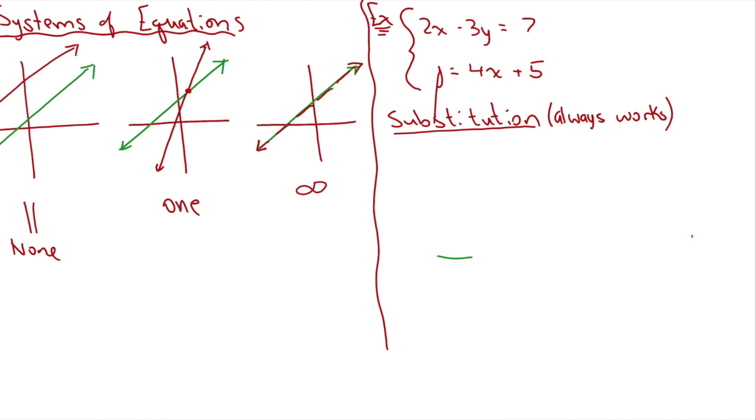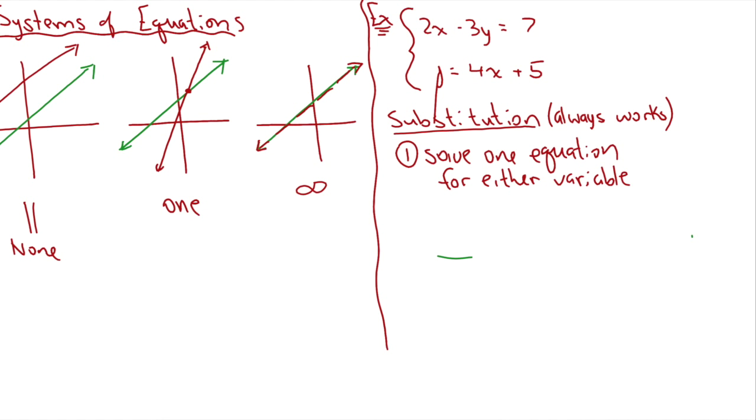So substitution basically is, step 1, solve one equation for either variable. So you either can solve for x or you can solve for y, and it doesn't have to be the top equation, it could be the second equation. So it's your choice. So the choice you should make is find the one that's easiest to solve for.